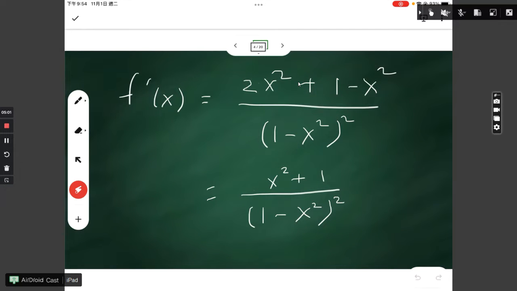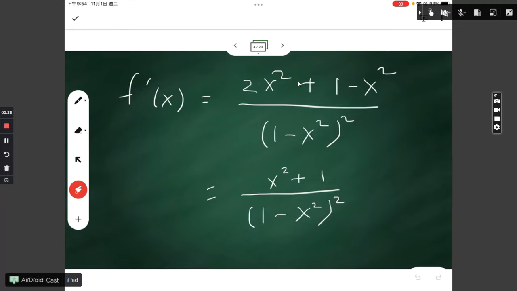Now simplify this further. 2x squared minus x squared, so you have x squared plus 1 in the numerator. The denominator is 1 minus x squared raised to the second power. So this is how you apply the product rule to differentiate a function. This is the first derivative of that function right there.